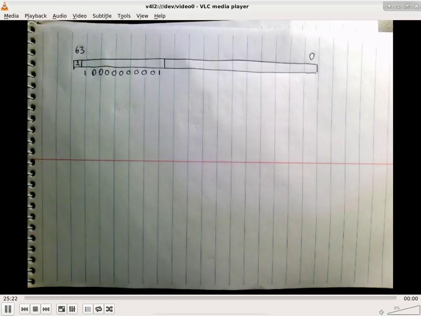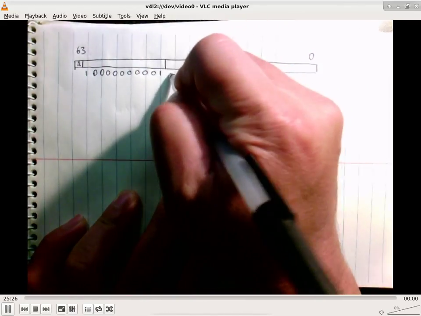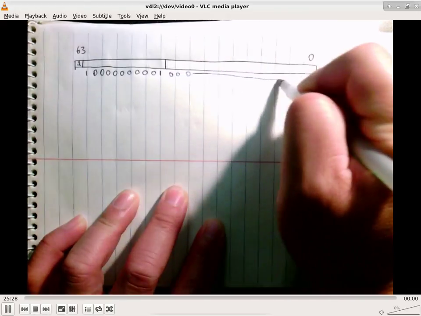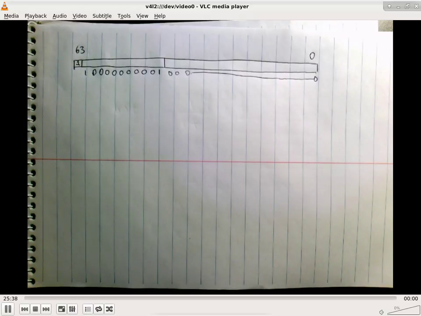Okay. And for the rest, let's just make all of these zeros. All zeros for the fractional mantissa. Is that okay? So now the question is, if I look at this particular bit pattern as a double precision floating point number, what value is it representing? Okay, so that's our task.